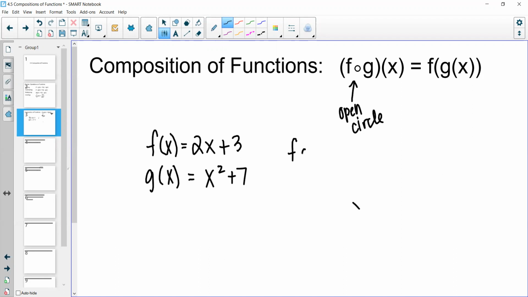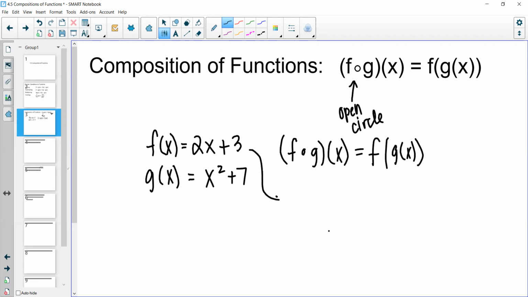If we were asked to do the composition of this function, or the composition of f of g, what that would mean is I would want to put in function f, everywhere there's an x, I'm going to put the function g of x. So for example, with this one here, everywhere that there's an x, what I'm going to do is replace it with x squared plus 7. And then we'll add our 3 there.